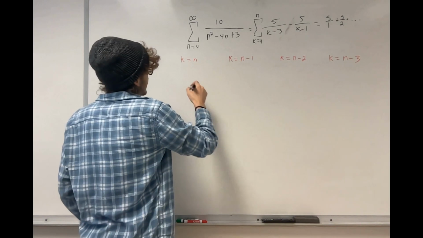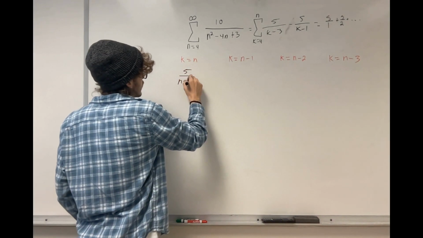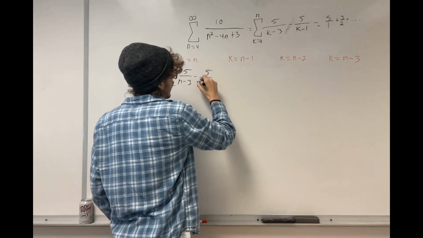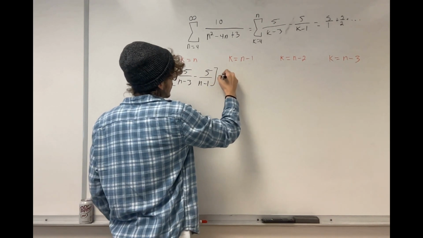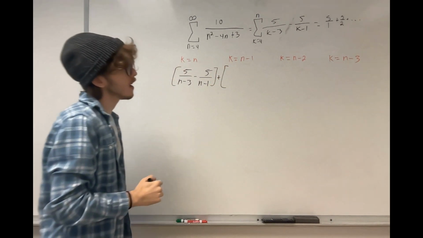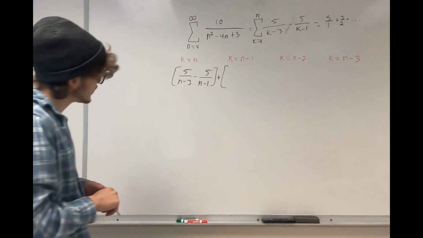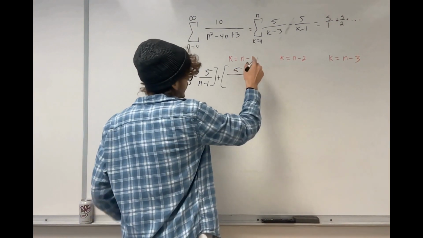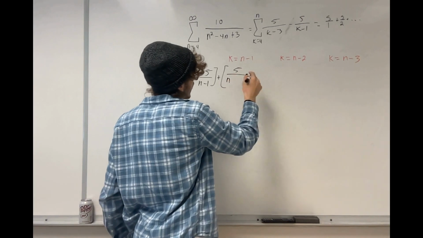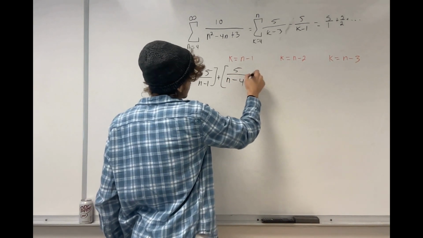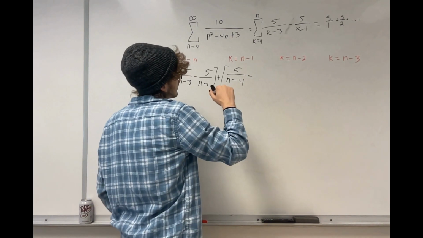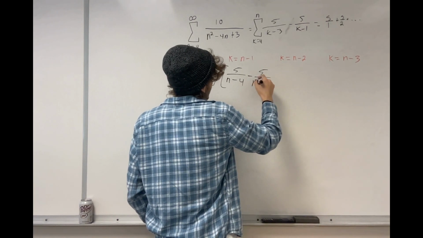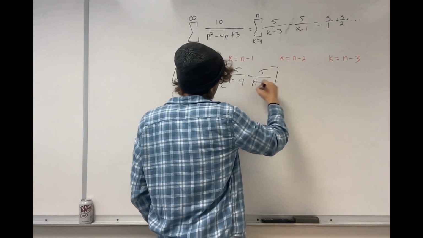All right, so k equals n: 5 over n minus 3, minus 5 over n minus 1. All right, this is going to be added to k equals n minus 1. So let's think about this. We're going to say this is 5 over k equals n minus 1. So n minus 1 minus 3, that's 4. This is going to be subtracted by, same diff here, 5 over n minus 1, so this is minus 2.